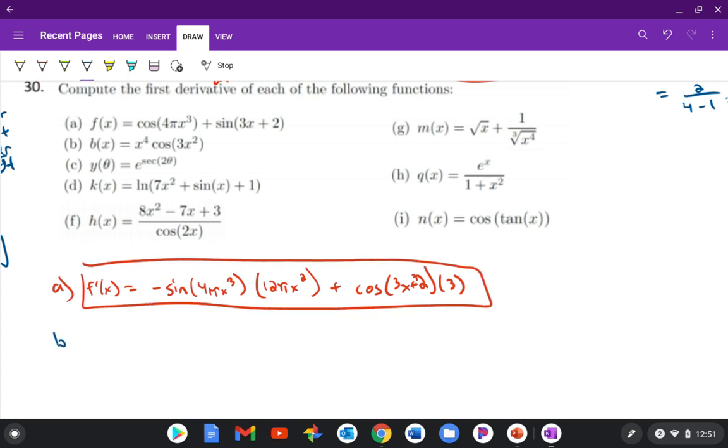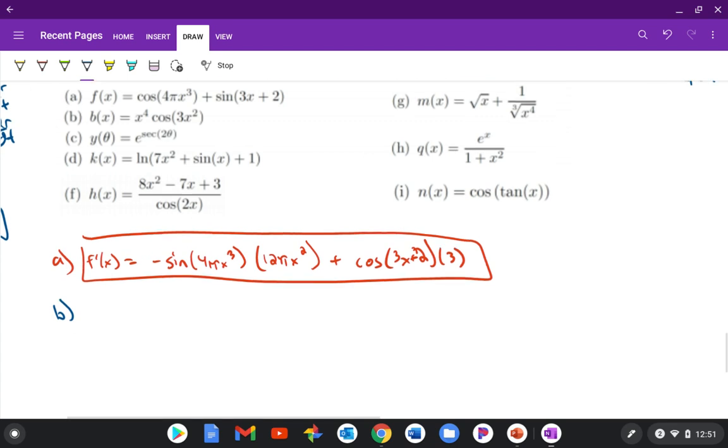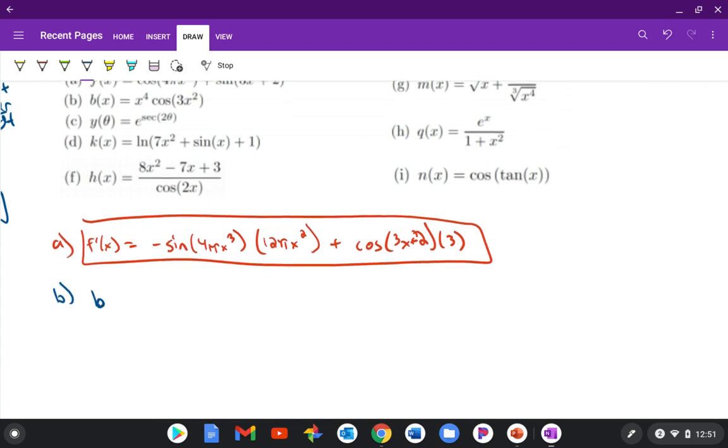Okay, B. This is going to use a product rule. So b prime of x: the derivative of x to the 4th is 4x to the 3rd, keep the original second term, plus the original first, x to the 4th, times the derivative of the second. The derivative of cosine is minus sine of 3x squared, times the derivative of the inside, which is 6x. And again, that's okay for now.